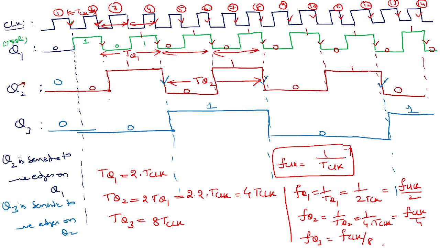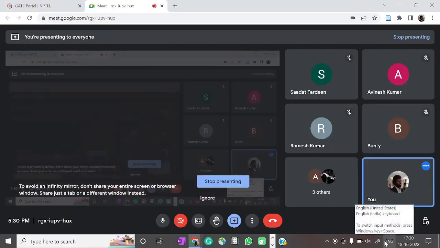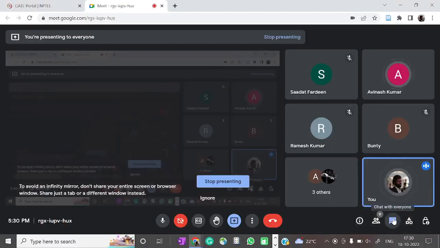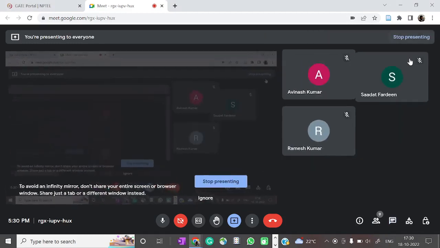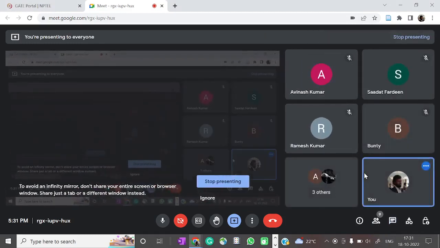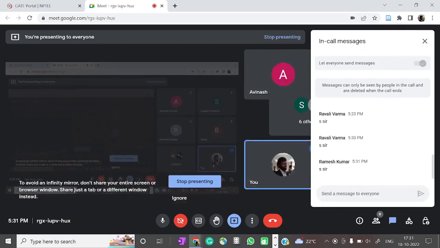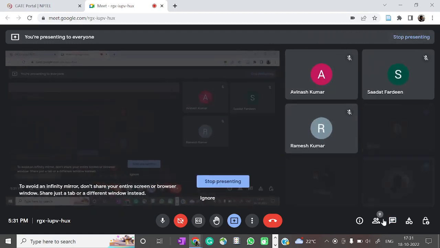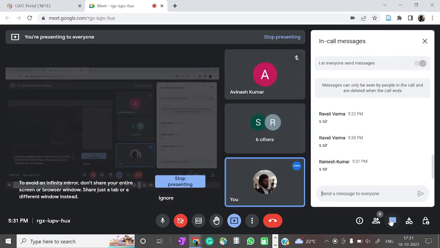Okay. Are you guys clear with this? Let me know. Yes or no? Yes. Am I making the counters thing simple or am I making it complicated? If you think I'm making it simple, you can type simple in the chat box.